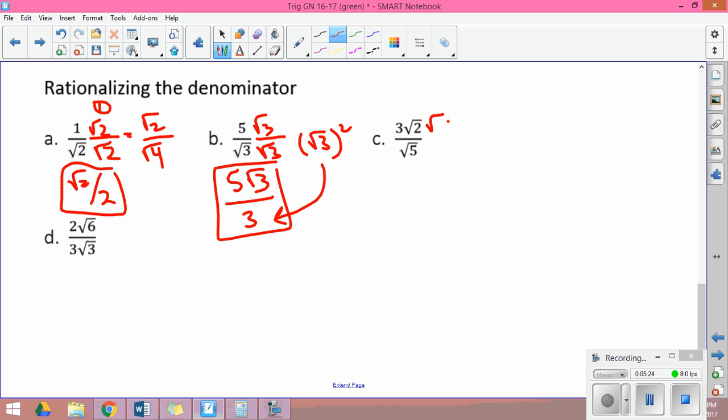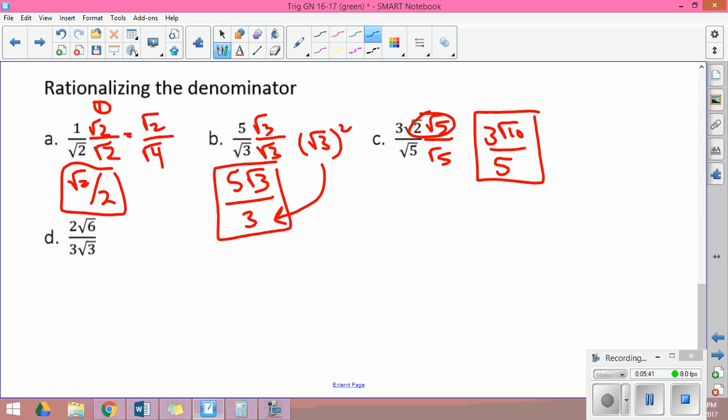Here I've got to multiply by the square root of 5 top and bottom. These two get multiplied, so I have 3 square roots of 10 over 5. There's no perfect squares in the square root of 10. I can't cancel the 5 and the radical 10, so that is my answer.